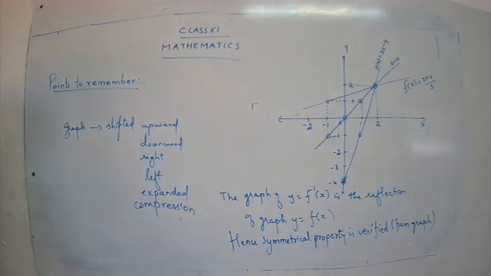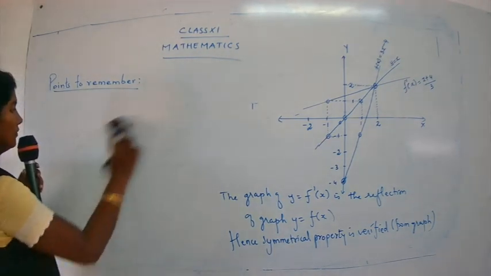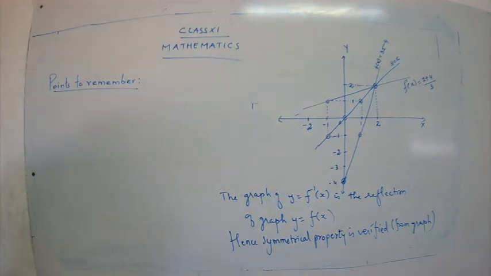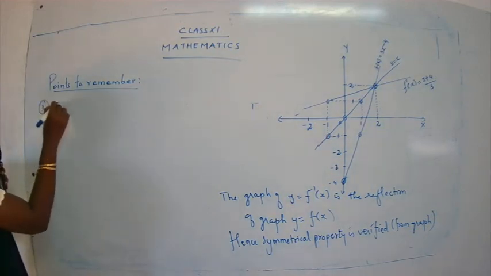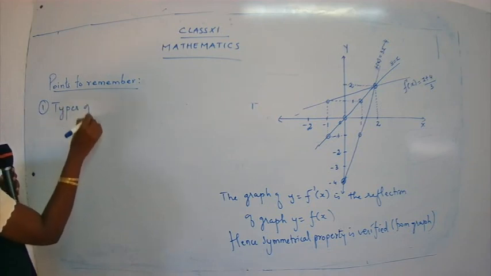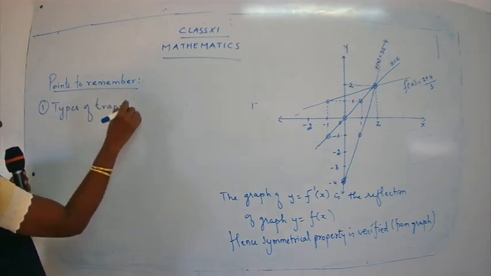This will be done in different ways. We have three different points under transformations. So let's see what we are going to do and how we are going to do it. Give the heading over here: the different types of transformations. First point, types of transformations.